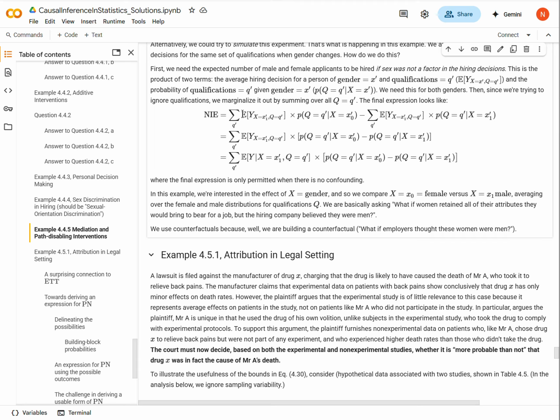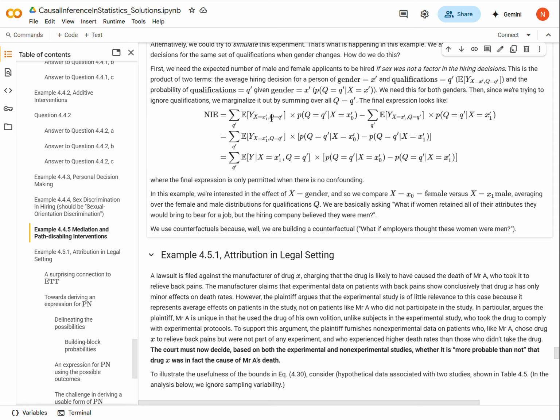And so then we need to multiply the expected hiring decision by the probability of whatever level of qualification for females, and then we also need that for males, and then we take the difference between the two, and the difference is then the bias in the hiring decision. Okay, and so our overall expression is right here. So we have the predicted number of females being hired, okay, and the predicted number of males being hired, and then we sum over all levels of qualifications Q, right?